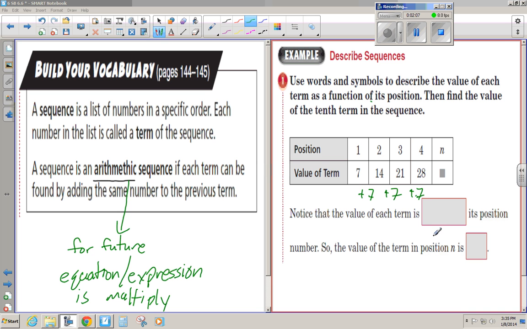And this is where the multiplication comes in. Notice that the value of each term is 7 times its position number. 1 times 7. 2 times 7. 3 times 7. 4 times 7. So the value of the term in position n is 7n, because it's n times 7. It's multiplication.